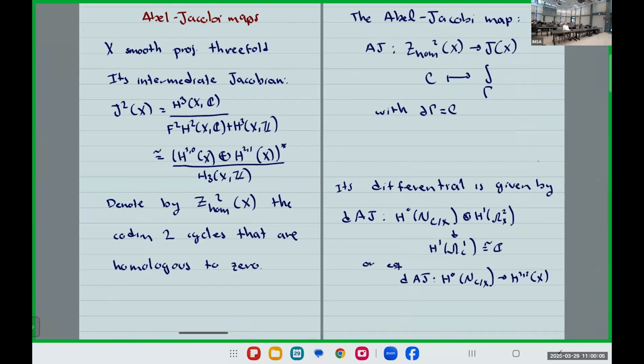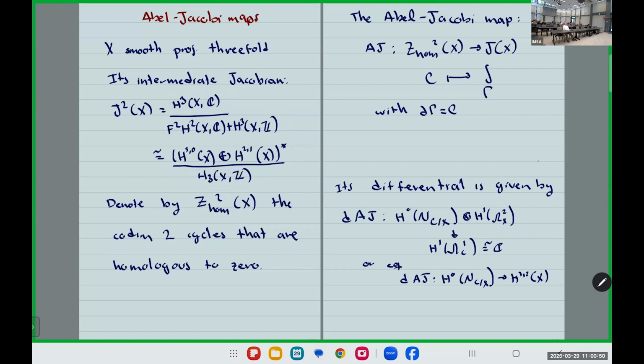So now I will talk about curves. Let me recall briefly, probably most of you know the definition of the Abel-Jacobi map. So I will take X to be a smooth projective threefold, and its intermediate Jacobian is going to be the following compact torus. You take the third homology of the threefold, and then you quotient by the second part of the Hodge filtration and the integer part of the H3. And this can also be seen as the functionals acting on this part and quotiented by the third homology.